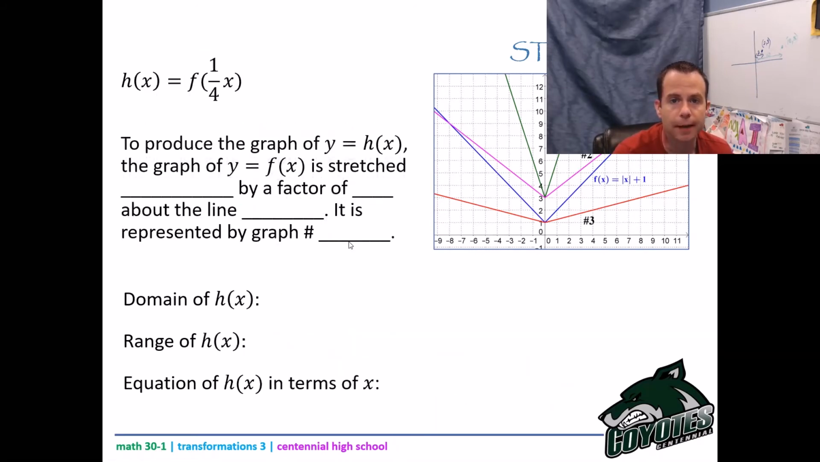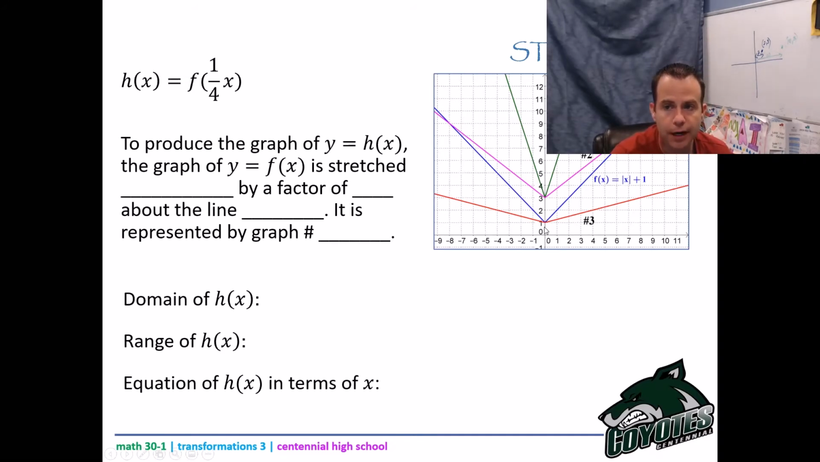Okay, next example, h of x. h of x is going to be f of 1/4 x. Now, I'm hoping, based on the conversations we had on the previous slide, that you would be comfortable to say, hey, that's a b value of 1/4. That's a horizontal stretch of 4. Now let's play around and see if we can figure out which equation it is. We're going to do it the same way. We're just going to start taking points.